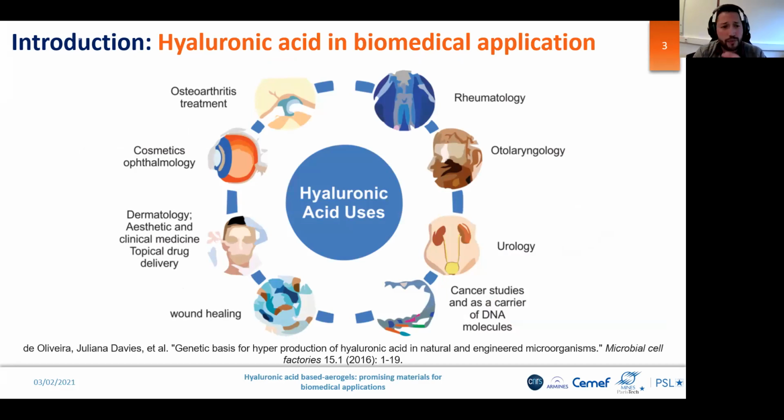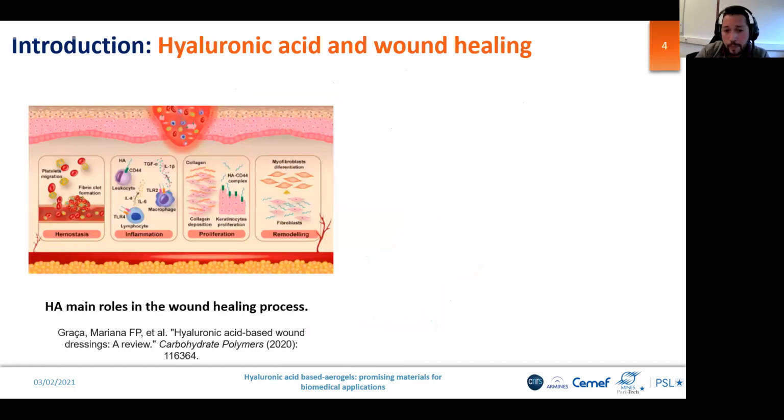The uses range from ophthalmologic and rheumatologic, the most common being dermatologic for aesthetic and clinical medicine, but in my presentation, I'm going to focus more on the use of hyaluronic acid for wound healing. In fact, the hyaluronic acid itself in our bodies has many roles in the wound healing process. It can be present in all the steps of the wound healing process, from the formation of the clot, also helping in the synthesis of different connective tissue, etc.